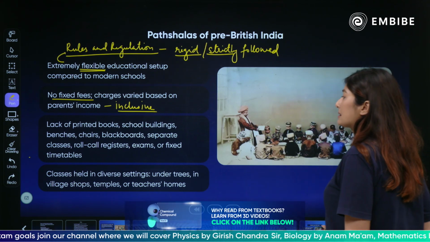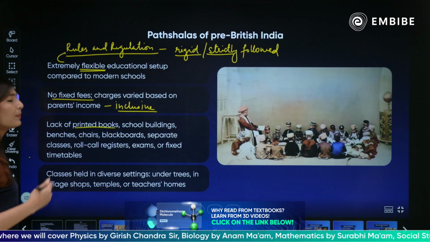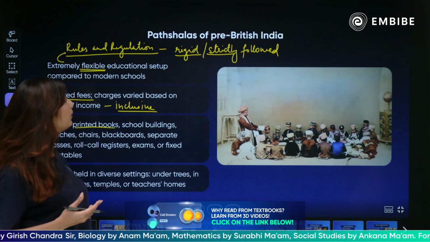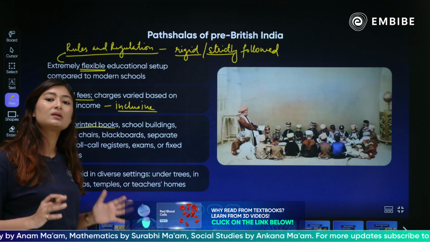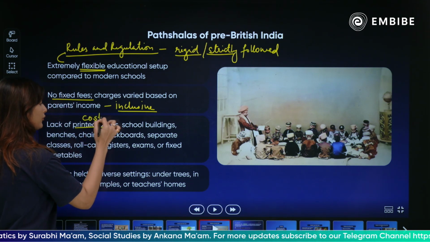Lack of printed books, schools, buildings. Why would you say there was a lack of printed books? Printing has always, of course, evolved. It had pretty much evolved, especially during this time, the 1800s. But still, the printed book itself was no less than money. It did cost a good amount of money, है ना?